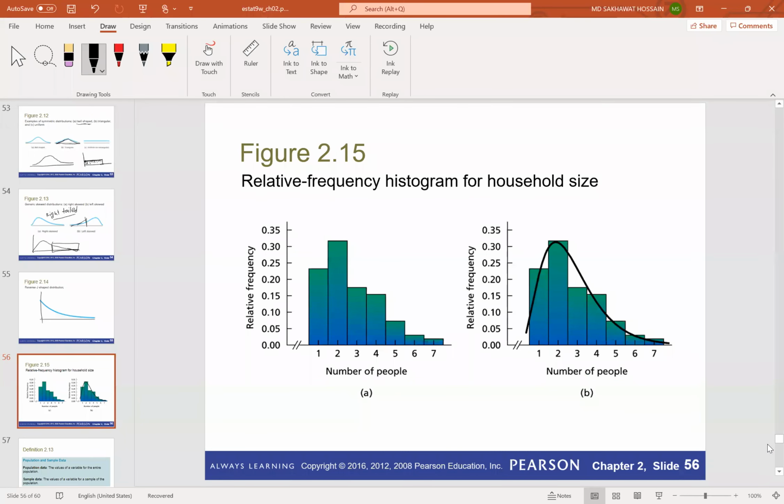So we have two relative frequency histograms of household size. This is the relative frequency distribution. Now if you join the midpoint of each bar, then you will get the shape of the distribution. Looking at the shape of the distribution, is it a symmetric distribution, left skewed, or right skewed? What do you think? Yes, this is a right skewed distribution, right? Because it has a long tail at the right. So that's why it is called a right skewed distribution.